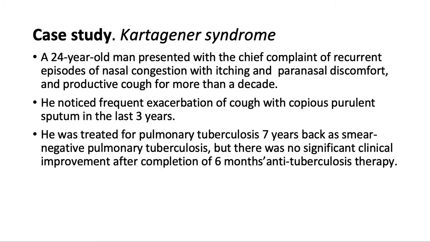He presented with complaints of recurrent episodes of nasal congestion with itching and paranasal discomfort and productive cough for almost more than a decade. He noticed frequent exacerbation of cough with copious purulent sputum in the last 3 years. He was treated for pulmonary tuberculosis 7 years back as smear-negative pulmonary tuberculosis, but there was no significant clinical improvement after completion of 6 months of anti-tuberculosis therapy.